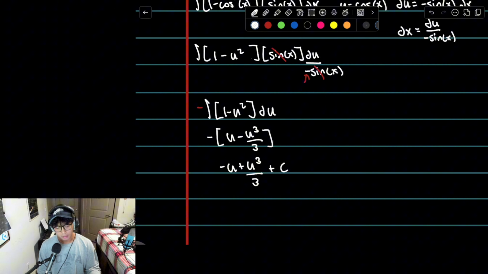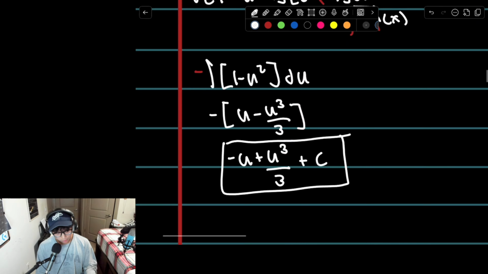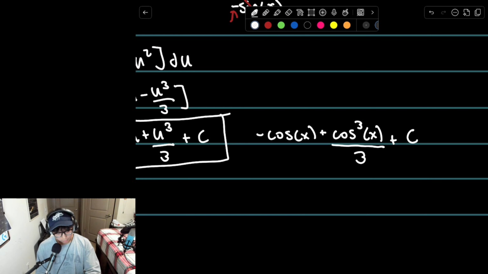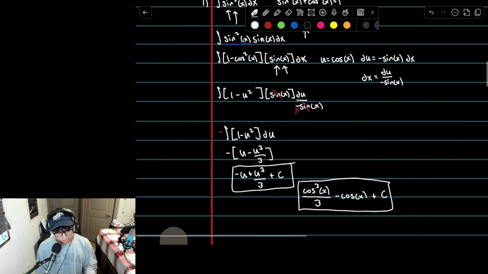Now, if you remember from our u substitution video, are we done? No, we still have to plug in our u, which was cosine of x. So now we're left with negative cosine of x plus cosine cubed x over 3 plus c. And if you would like, you can always just rearrange to make the positive go first. And now we have successfully solved an integral with an odd power.